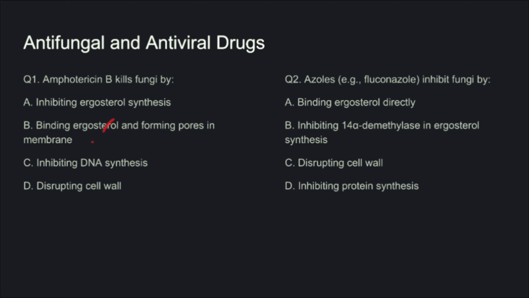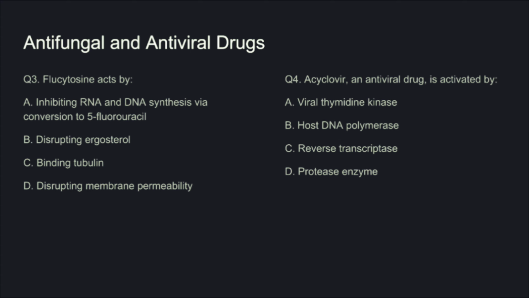Now question 2. Azoles inhibit fungi by: A. Binding ergosterol directly, B. Inhibiting 14 alpha demethylase in ergosterol synthesis, C. Disrupting cell wall, D. Inhibiting protein synthesis. The correct answer for this is B, inhibiting 14 alpha demethylase in ergosterol synthesis.